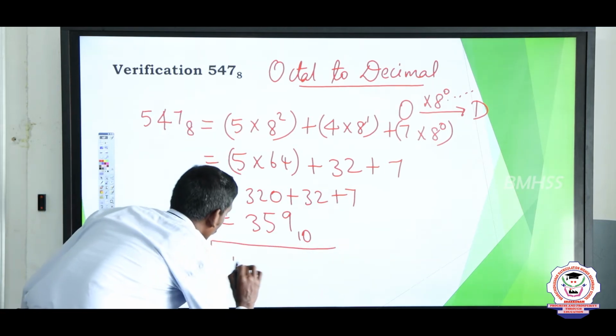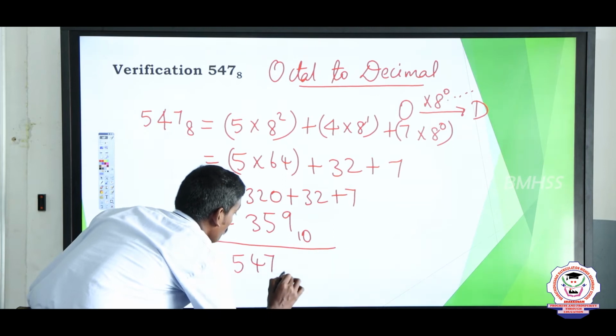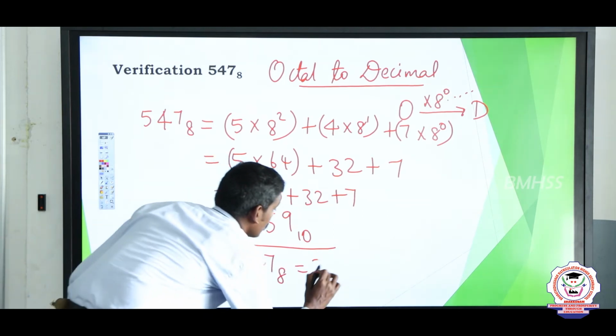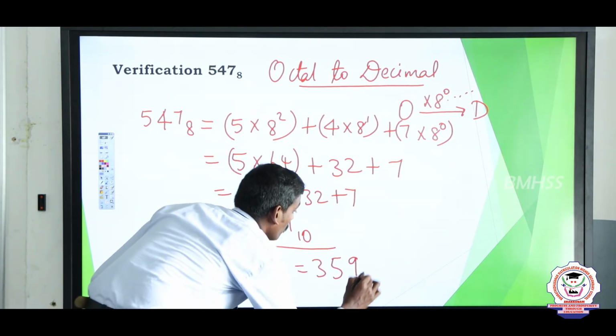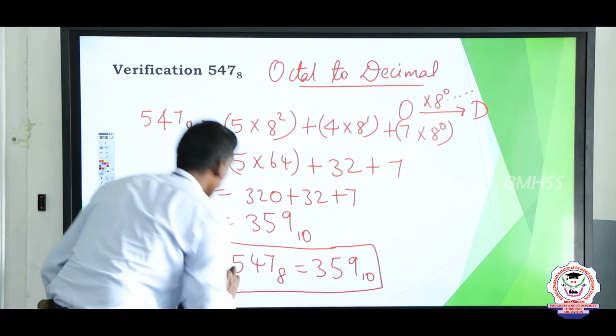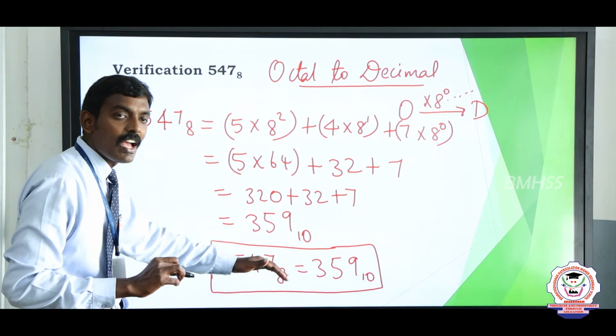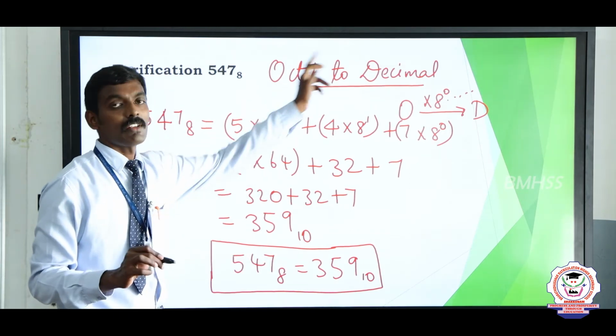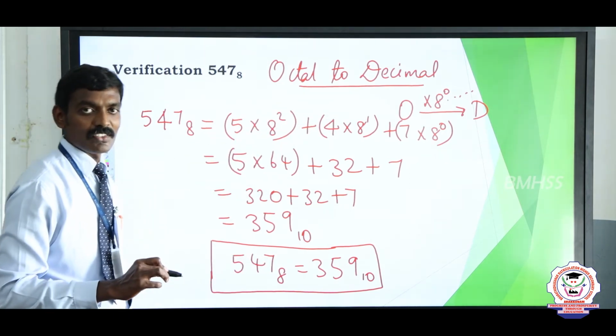What is 547 base 8 equal to 359 base 10. Are you clear? This is the verification and then reverse process. That means octal to decimal conversion.